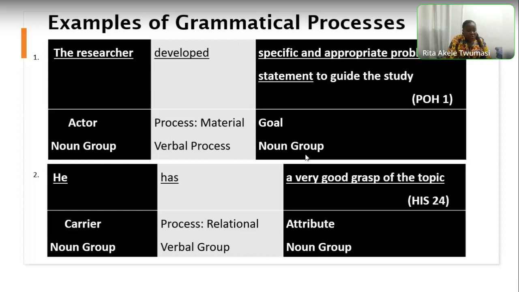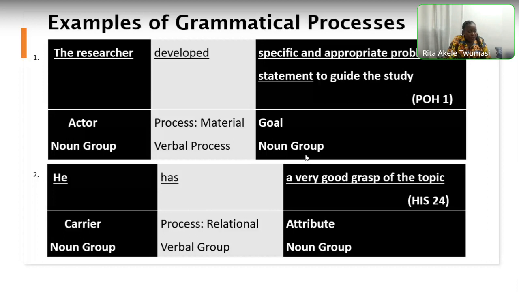Actor is rendered as a noun group, with there as the determiner and researcher as the head. The actor in the material process, which is the researcher, has the power to initiate an activity. So it is not passive, but a very active agent in determining the value as a positive comment in the evaluation process. The goal is a noun group with an adjective, specific and appropriate.